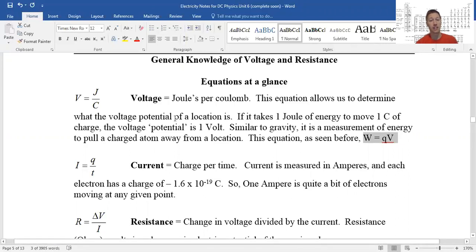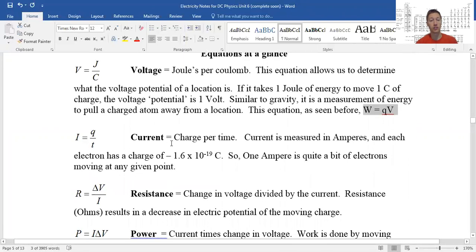Current is then how much actually moves along. So current, we measure this in amps. Now, again, as mentioned in previous ones, an amp is a lot of electrons, because an amp is 1 coulomb per second. So if 1 coulomb of charge moves in a second, that is 1 amp. And again, each electron only has this tiny charge right here, so that's a lot of electrons.